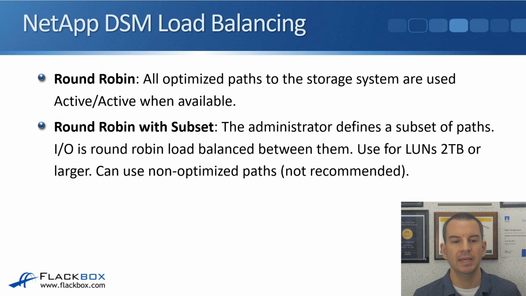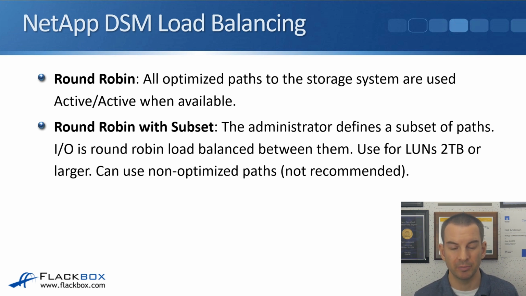So you can choose which is the active path by setting the best weight on it. The next option is round robin. With round robin, all optimized paths to the storage system are used active when they are available. We also have round robin with subset. With round robin with subset, you, the administrator, define a subset of available paths, and IO is round robin load balanced between them. Use this one for LUNs which are 2 terabytes or larger.